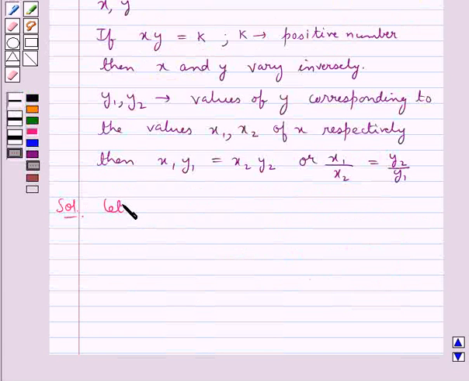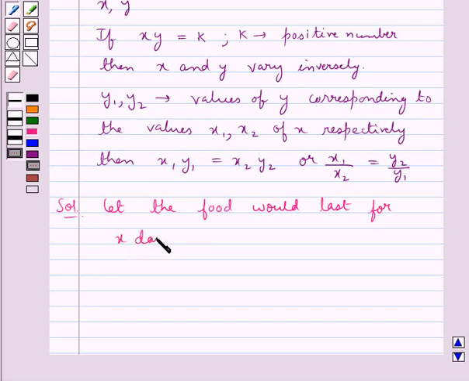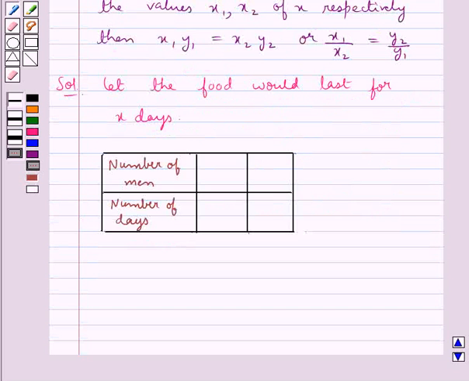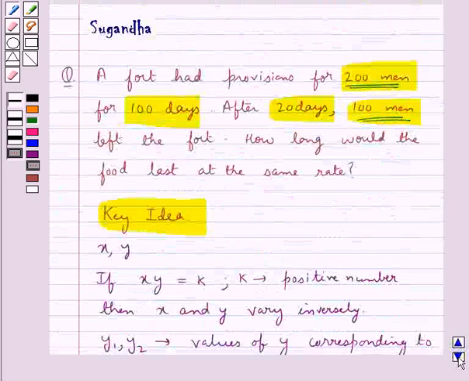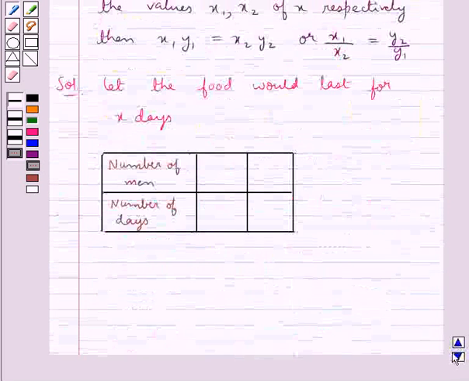Let us assume that the food would last for x days. Consider this table in which we have number of men and number of days. Now first you find out the remaining number of men. This would be equal to 200 minus 100, that is 100.